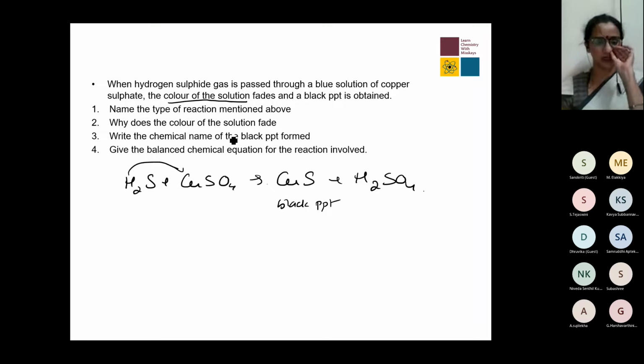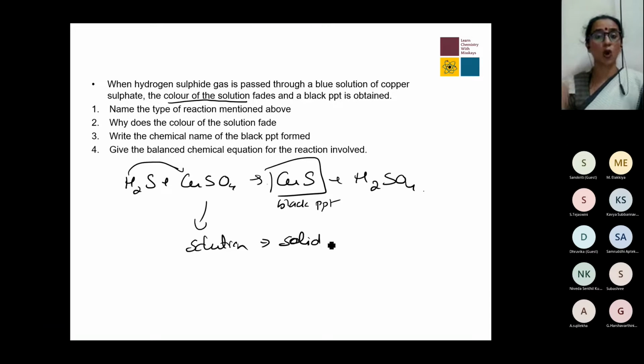Now, why is the color of the blue solution fading? Okay, because copper sulfate is being converted into another product, which is your copper sulfide, and it's going from a solution form to a solid form. So this is one of the observations. You have the loss of the blue coloration and the formation of a precipitate, which is your black precipitate. Okay. The chemical name, like I said, CuS, this is called copper sulfide.